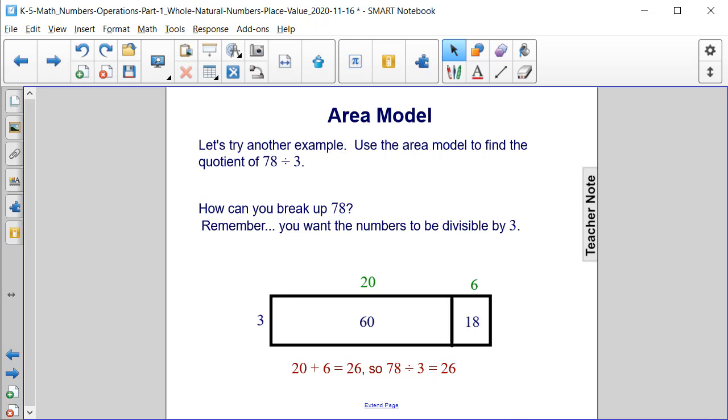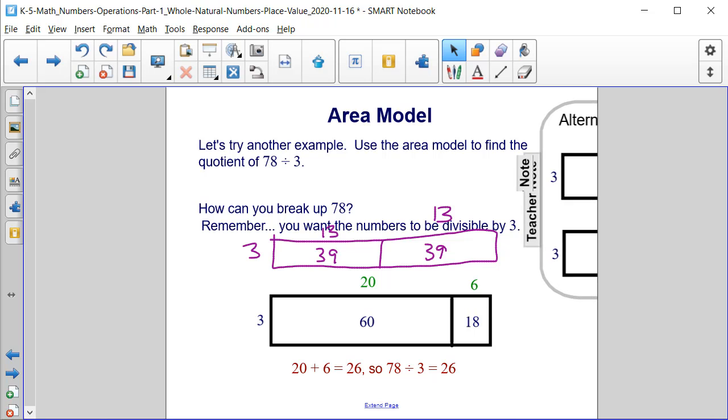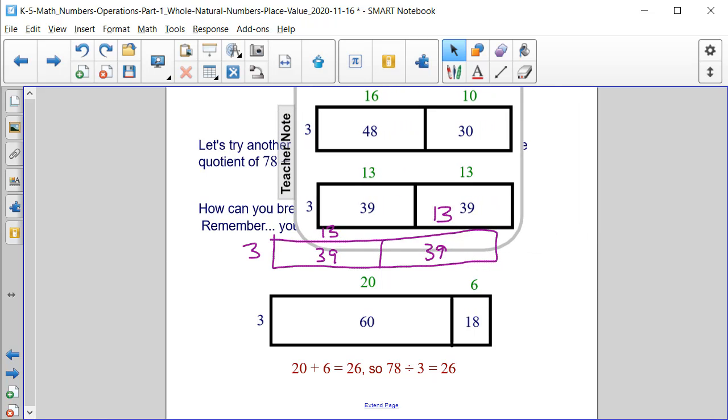Now this isn't the only answer. There are other ways that it can be done. For example, I also know that 78 is 39 times 2, so we could have broken this up instead as splitting this in half and having 39 and 39, and then 3 goes into 39 13 times, and you would get 13 2 times. 13 plus 13 still does give us 26. So this is another alternative solution to this problem. Others can be found in the teacher note that's given here.